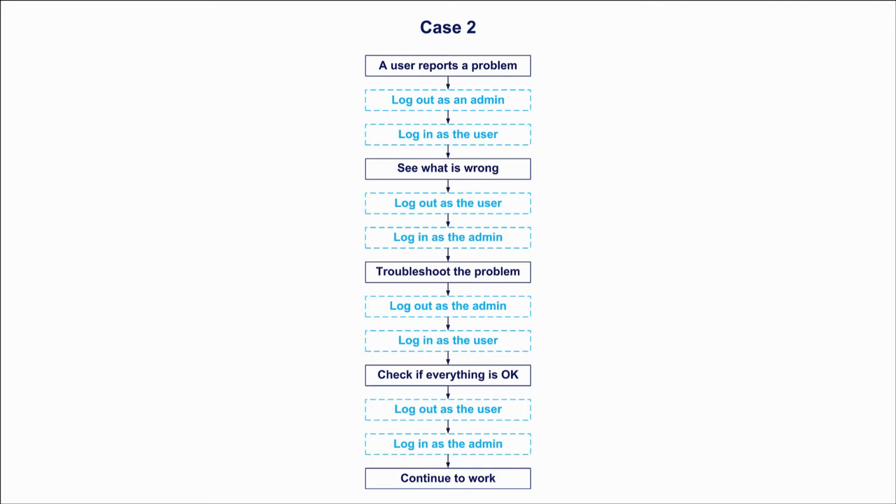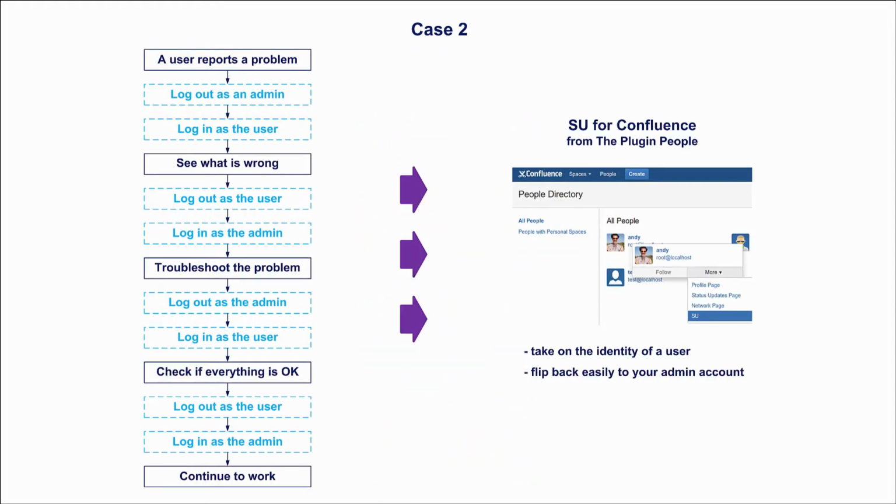But the continuous logging in and out is time-consuming and annoying. For such cases, we recommend you to use the Sue for Confluence app from the plugin people. This app allows you to authorize in Confluence on behalf of a specific user, check what you need, and then quickly switch back to your administrator account. By the way, you can find similar applications for Jira, Bitbucket, and other Atlassian products.